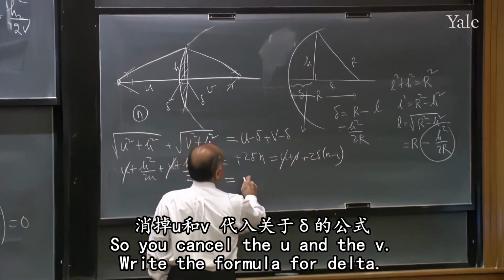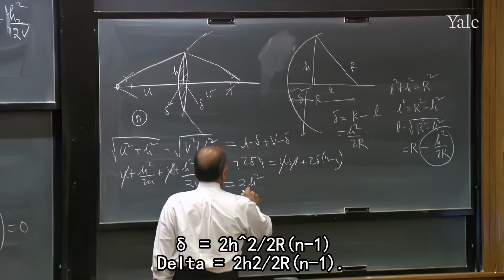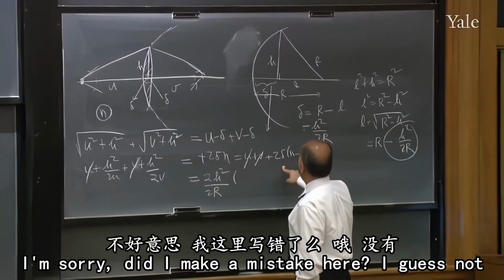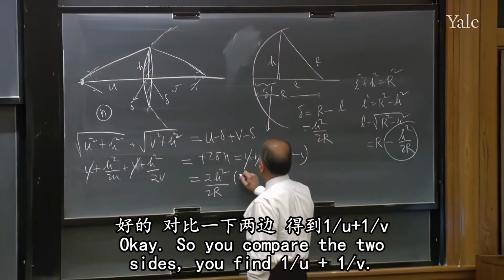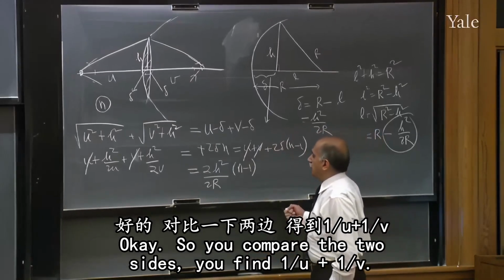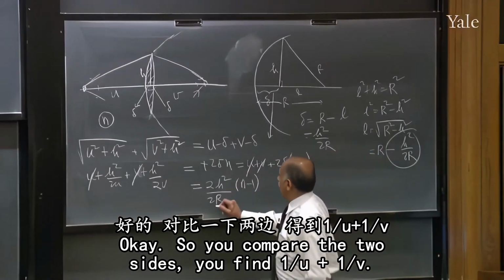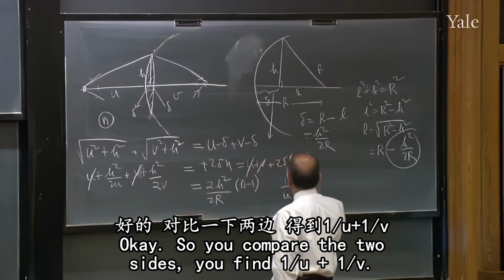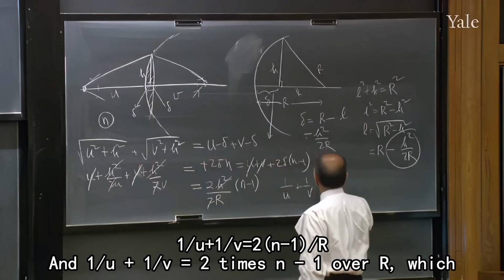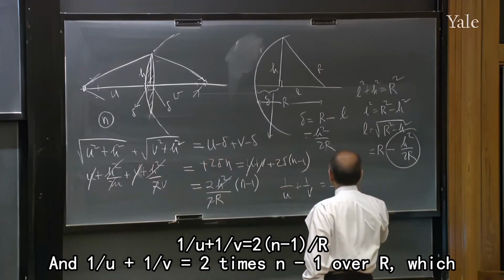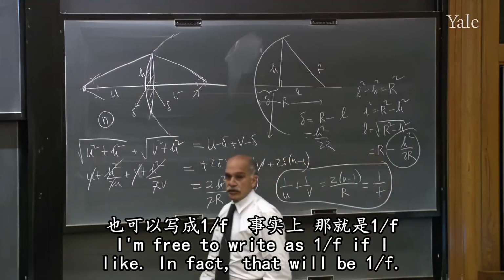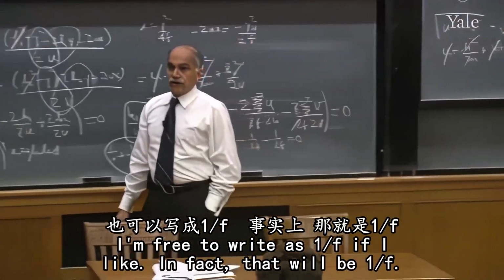Write the formula for delta. Delta was equal to h squared over 2r times... I'm sorry, did I make a mistake here? I guess not. Okay. So you compare the two sides, and you find 1 over u plus 1 over v. In other words, drop these h's and cancel the h squared everywhere. 1 over u plus 1 over v is equal to (n minus 1) times 2 over r, which I'm free to write as 1 over f if I like. In fact, that will be 1 over f.